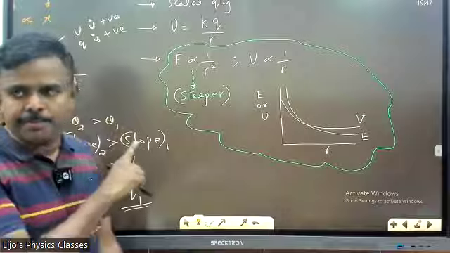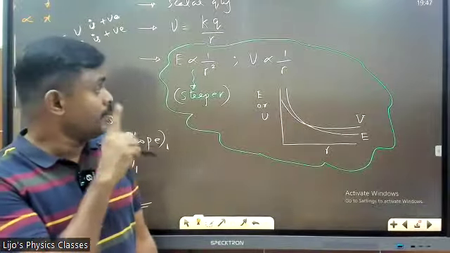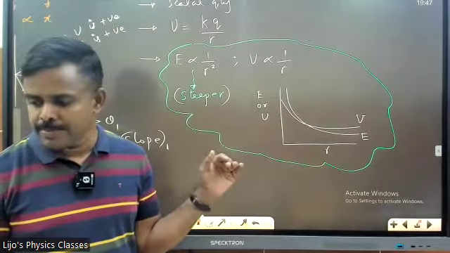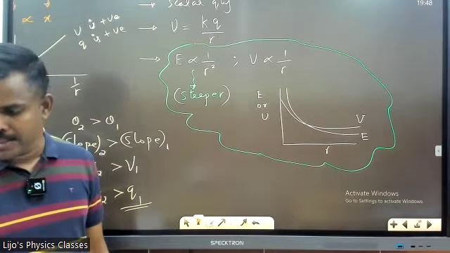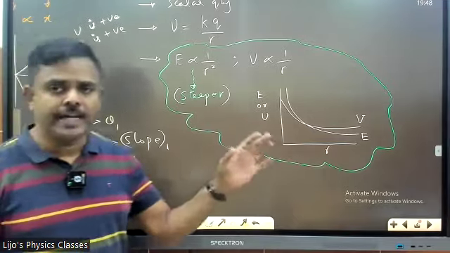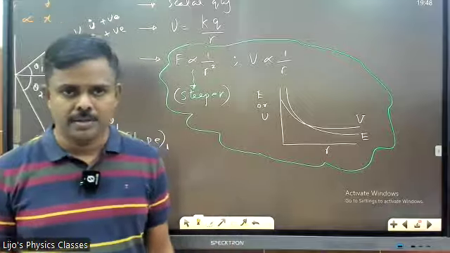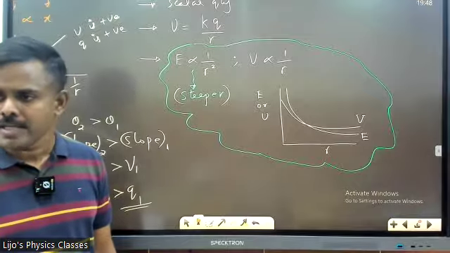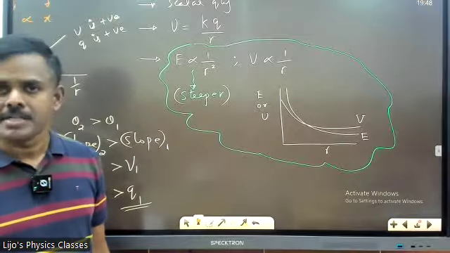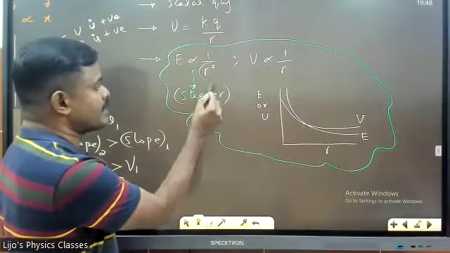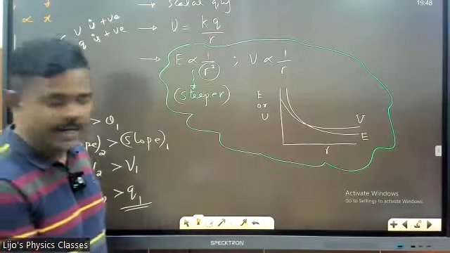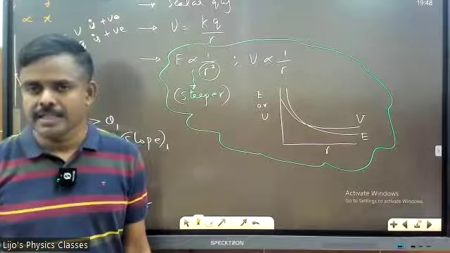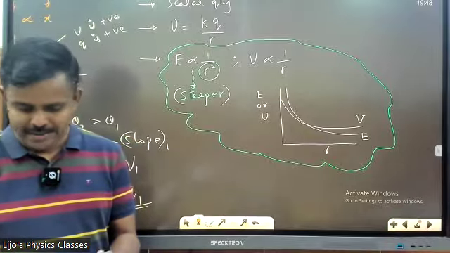The more the power, the steeper the graph. When the exponent increases, the steepness increases. It is actually figure number 2.1 on the reader, chapter number 2. The steeper one is always the one with the greater power. Electric field has greater power, so it is steeper. The other one is less steep.